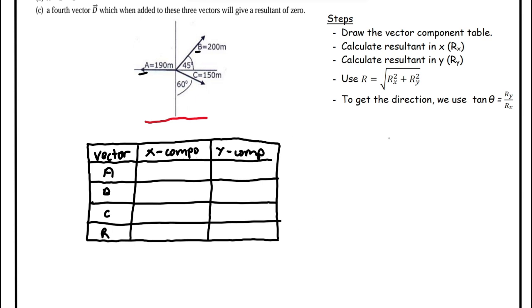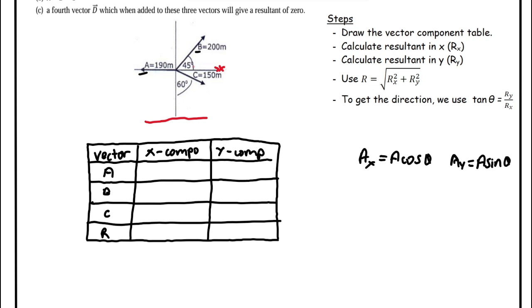Now the X component is like this. If we have Ax, this is A cosine theta. That's how we get the X component. Next, the Y component is gotten by Ay is equal to A sine theta, where theta is the angle between the positive x-axis and the vector itself. So all the angles have to be measured from the positive x-axis.